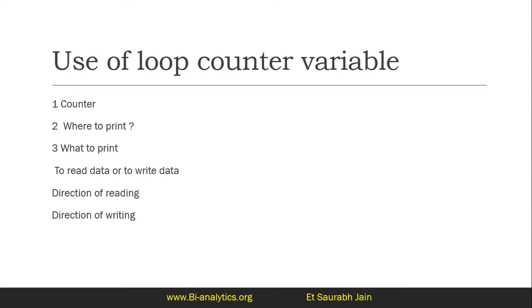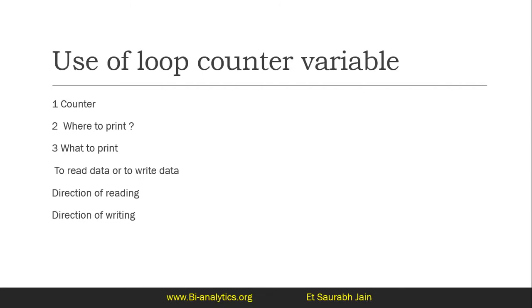Fine. So this was the loop we talked about, and we also talked about the loop counter variable, that I value. It can be used as a counter. It can be used to decide where to print, what to print, to read the data or to write the data, and the direction of reading and direction of writing. This is more important. Direction of reading means whether we are reading the data in the horizontal direction or in the vertical direction. So this is very important, whether it is incremental or decremental. How we want to read the data: from top to bottom or bottom to top, from left to right or right to left. So these are the very important parameters that will be used.